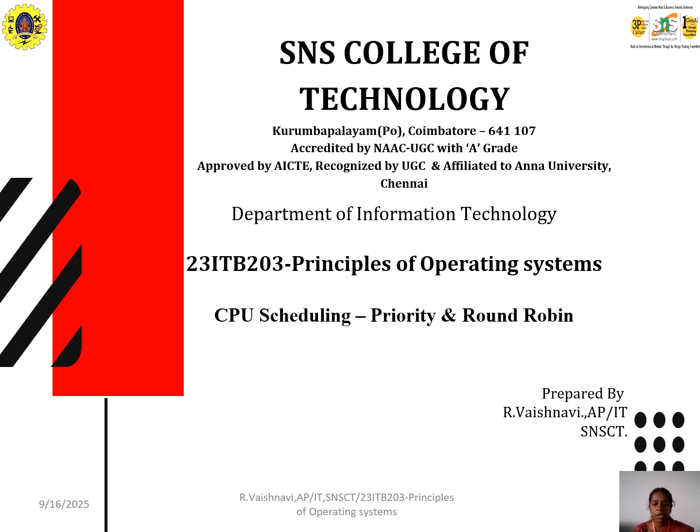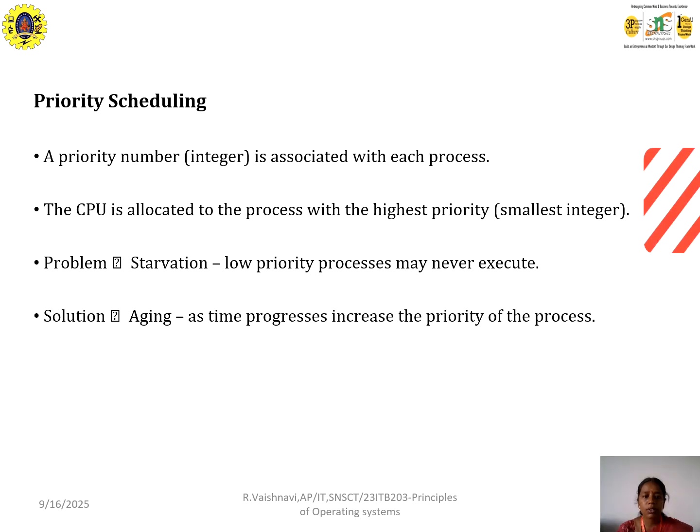Now we are going to see about the CPU scheduling algorithms, priority scheduling and round robin scheduling. First one, priority scheduling. It executes according to the priority number associated with each process. The CPU is allocated to the process with the highest priority. That is, the smallest integer we call the highest priority.